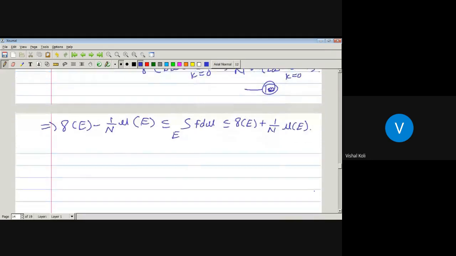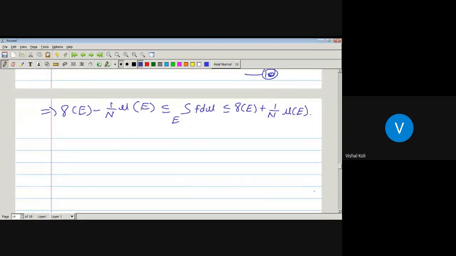Now, subtracting gamma of E on both sides, we get minus 1 by n measure of E is less than or equal to the integration over set E of f d mu minus gamma of E, which is less than or equal to 1 by n measure of E. Okay, now the integration over set E of f d mu minus gamma of E lies between minus 1 by n measure of E and plus 1 by n measure of E. That is, this term is bounded by these two terms.